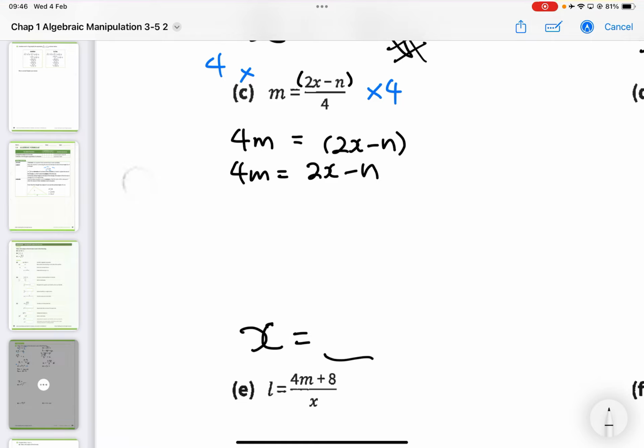2 times x, 2 is multiplying x. Then 2x times already, then minus n. So 2 is closer to your x. Minus n is further from your x. So the cousin will get rid of it first. That's why plus n on both sides. So she is correct.